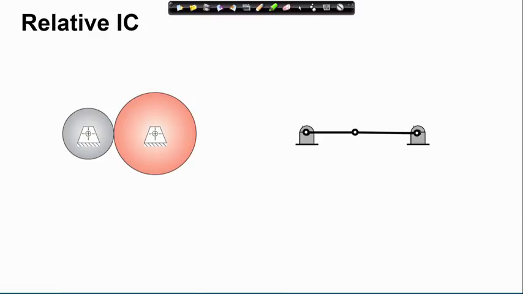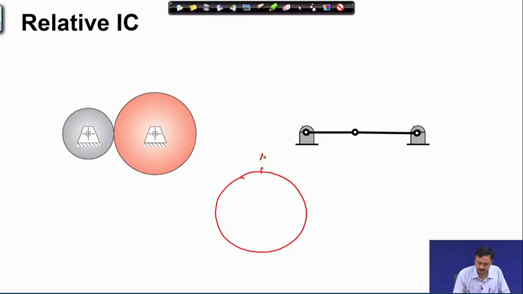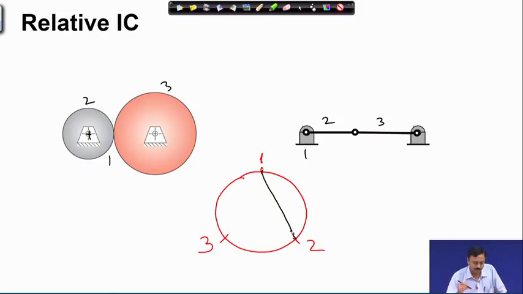Here is the final example. Here I have a chain with 3 links. Now, this is 2, this is 3, ground is 1. I know I12, I know I13, and in both cases I also know I23. So, this is in pure rolling. So, this is the IC of 2 relative to 3. So, in the case here, it is I12, this is I13 and this is I23.